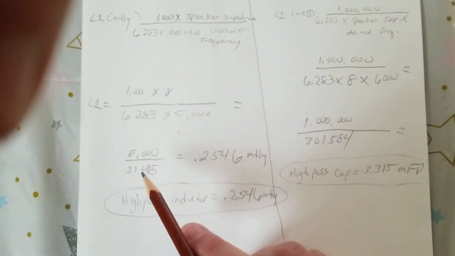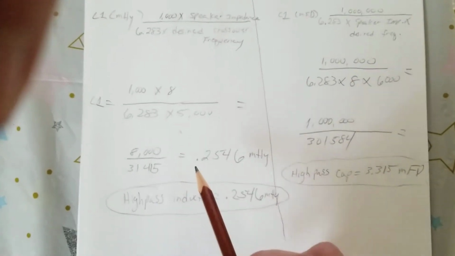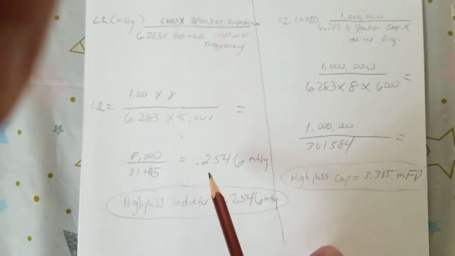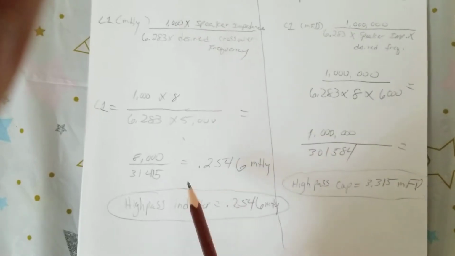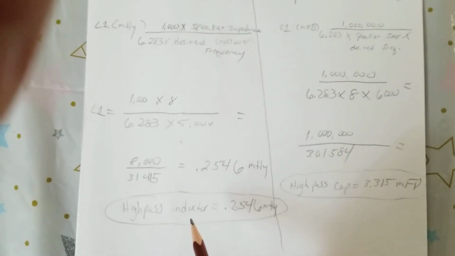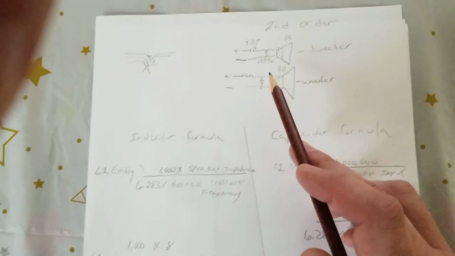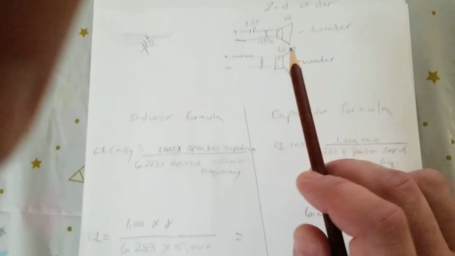So we got 8,000 over 31,415, which gives us 0.2546 millihenries. This is just a high pass inductor, and you go up here to your handy little diagram and you put that in for your high pass for your tweeter.